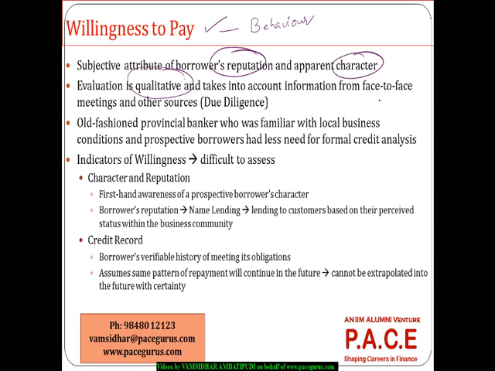Generally, the evaluation is done through face-to-face meetings. Perform due diligence, and understand the character of this particular person. Traditionally, if you look at banking a few decades back, traditional banking was concentrated on local businesses in a particular geographical area. Everyone knows everyone, and the bank knows each and every individual. So there is no need for formal credit analysis.